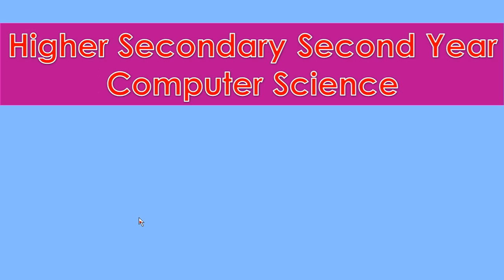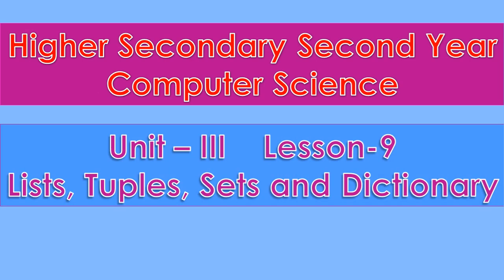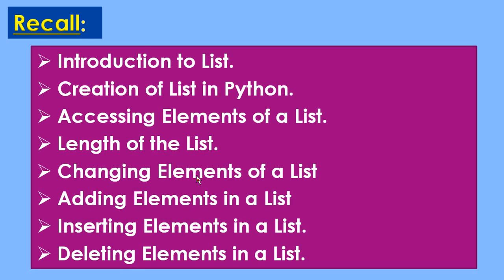Higher secondary second year computer science, unit 3, lesson 9: list, tuples, sets and dictionary, part 2. In the last class we already studied the introduction to list, creation of list in Python, accessing elements of a list, finding the length of a list, changing the elements of a list, and adding, inserting and deleting elements in a list. In this lesson, first of all we are going to see about list and the range function.